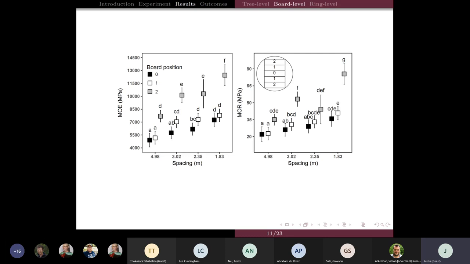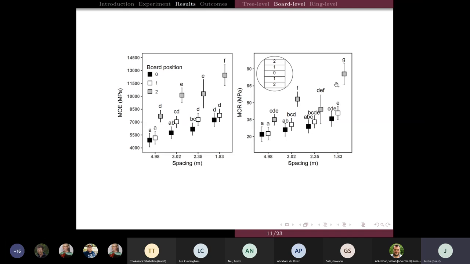And then another thing that stands out is that your outer boards over here on your 4.98 meter spacing, which is equivalent to your 4.3 stems per hectare, those are what you can consider to be of your strongest boards in your log. And this was not significantly different to the second strongest boards of more closer spacing, and even the weakest board of the most closest spacing that we studied. So no significant difference over there. And much the same is replicated in the bending strength results.